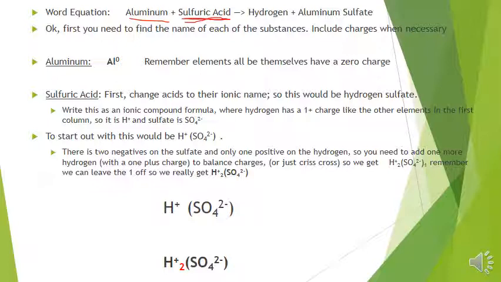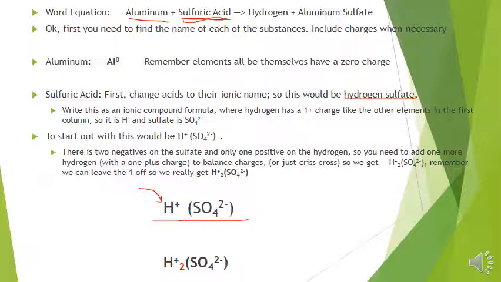Sulfuric acid, one of the keys is to change it to its ionic name, and I went over that. So this would be hydrogen sulfate. Then we want to write it in its ionic form. We're going to start it out like this: H plus, SO4 2 minus. Hydrogen gets a plus charge. When you have an acid, the H behaves like a metal from the first column, so it has a plus charge, just like sodium, potassium, and so forth.